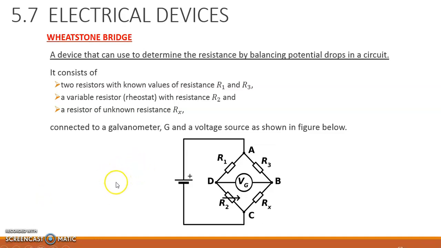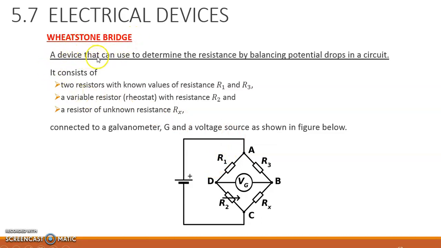Subtopic 5.7 Electrical Device. So in this subtopic, we are going to learn two devices. The first one is Wheatstone bridge and the second one is slide wire bridge. Basically, they have the same function. Just for Wheatstone bridge, we use 4 resistors. Meanwhile, for slide wire bridge, we use only 2 resistors. So let's focus on Wheatstone bridge.